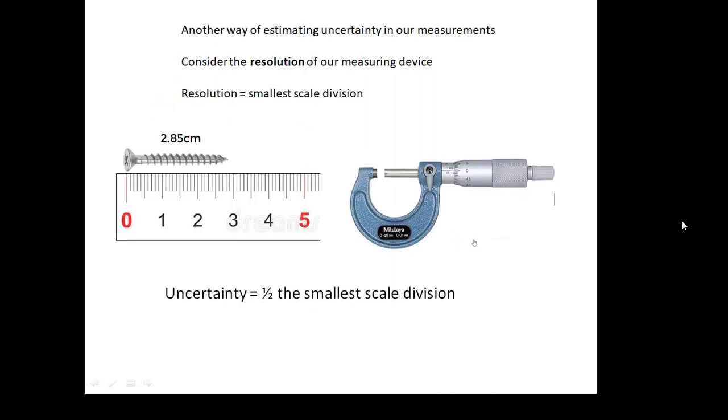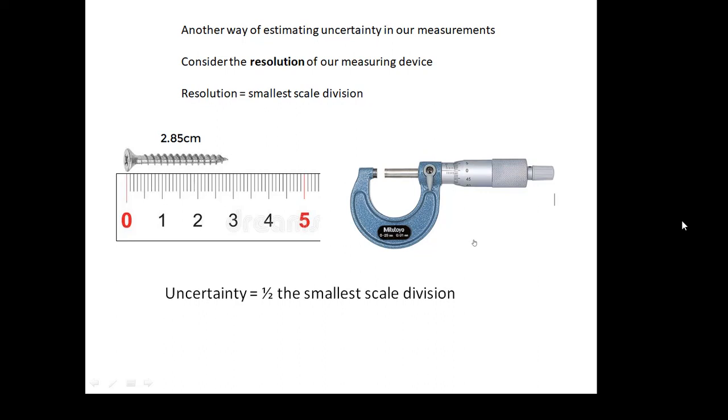Another way of estimating the uncertainty is if we consider the resolution of our measuring device. The resolution is all to do with the smallest scale division. If we're using a normal classroom ruler, then that has a resolution of 1 millimeter, 0.1 centimeters, whereas a micrometer has a resolution of 1/100 of a millimeter.